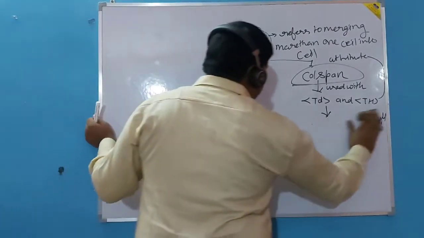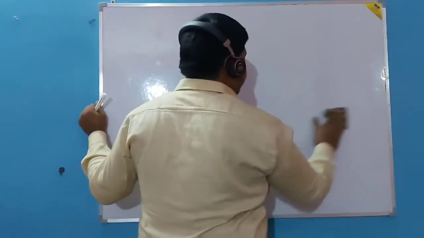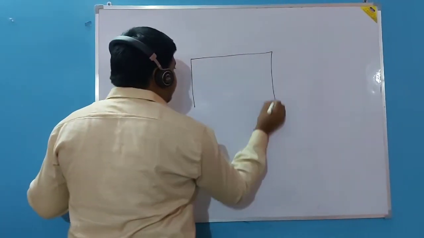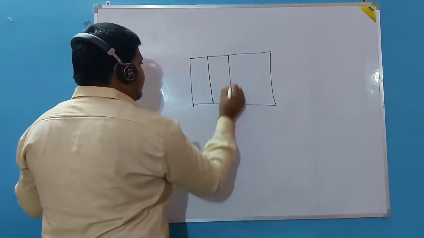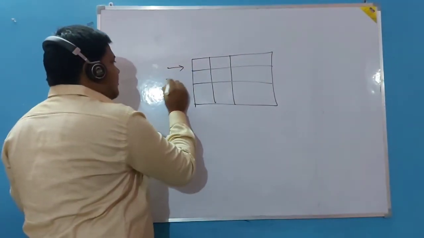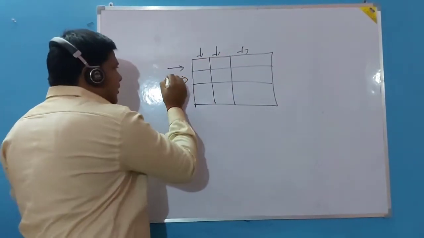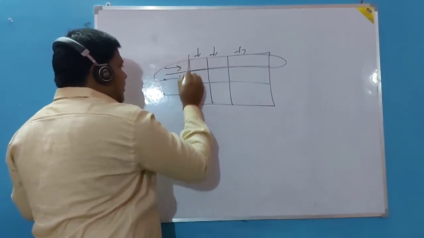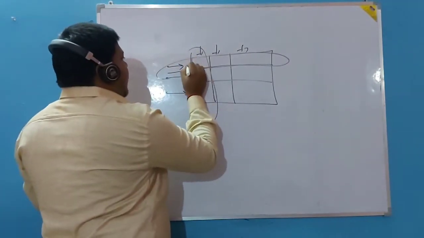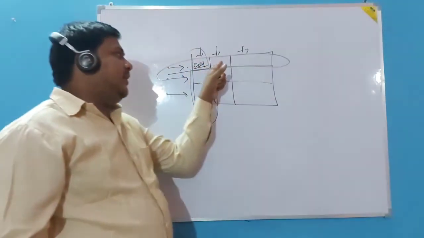Once again, if you are confused, I will use a figure here. Look here, this is our simple table. Clear? We all know that. See, this is called a row and this is called a column. If we are talking about a row, we are talking about the full row. If we are talking about a column, we are talking about this full column. Clear? Where the row and column meet, it is called a cell. So this is your cell 1, cell 2, cell 3.